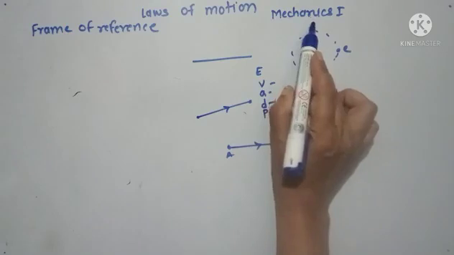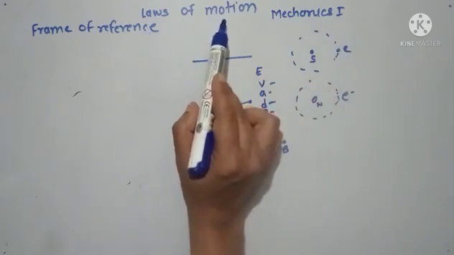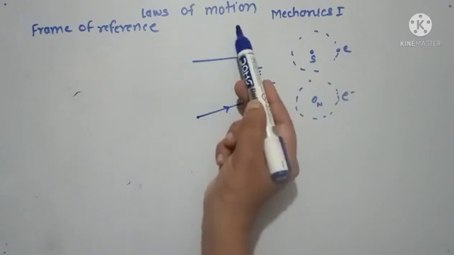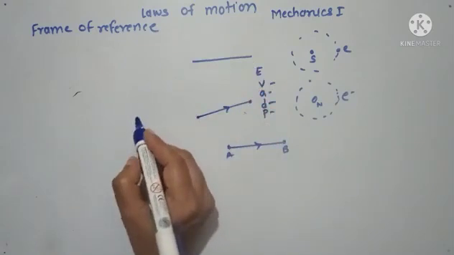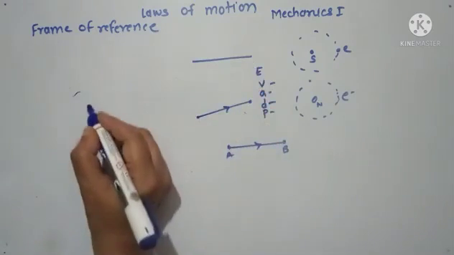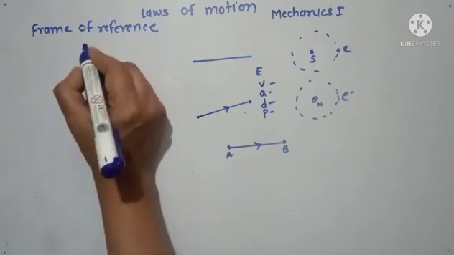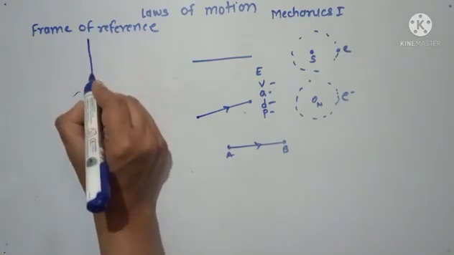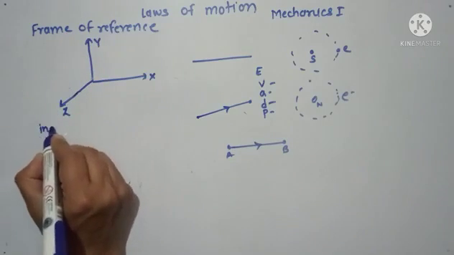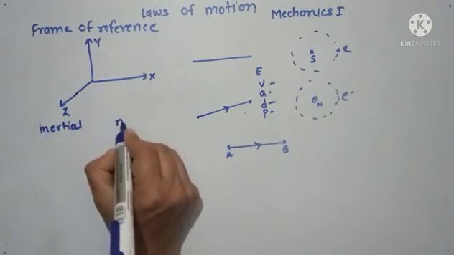The basics of mechanics are the laws of motion. Mechanics follows a few laws of motion, and all those laws of motion are in a frame of reference. So what is the meaning of a frame of reference? A frame of reference is nothing but the coordinate system which you use. A frame of reference could be inertial or it could be non-inertial.